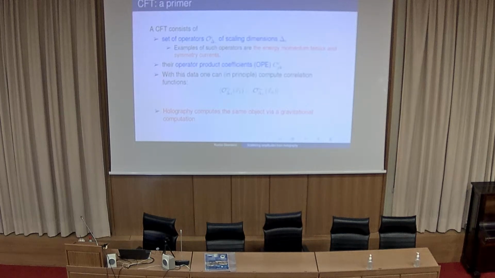Okay, so the CFT has a set of operators that have a scaling dimension. For example, such operators are the energy momentum tensor and symmetry currents that will also appear later on. And then a way to multiply these operators quantum mechanically. This is called operator product expansion coefficients. If you have the spectrum and the OPE coefficients, in principle, this gives you a unique way to obtain all observables, which are all correlators, n-point functions of these objects. Now, what ADS-CFT does is tell you a way to compute the same object by doing a gravitational computation.